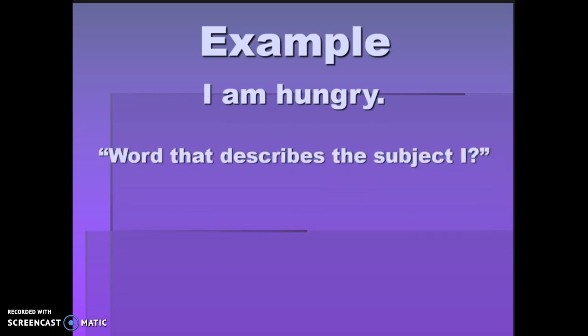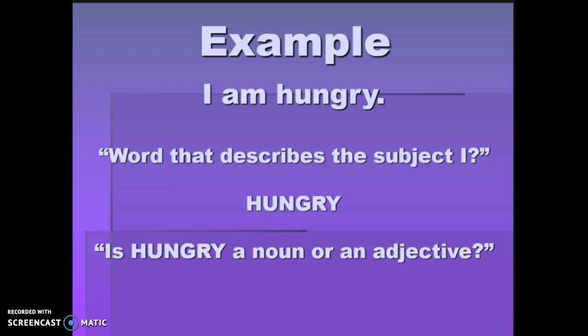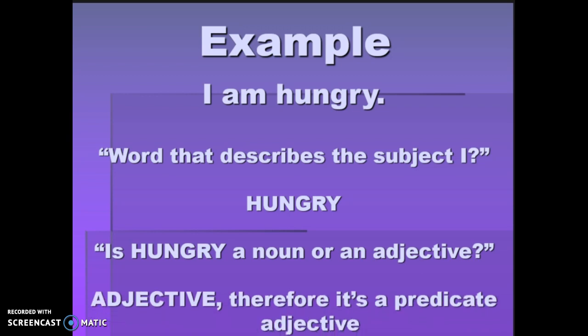All right, another example for you. I am hungry. Again, pretty short, pretty sweet here. Is there a word that describes the subject I in the sentence? Well, yeah, it's the word hungry. The next thing you have to do is ask yourself, is the word hungry a noun or is it an adjective? And if you don't know that, then we're going to be in a tough spot here. I hope that most of you know that hungry is an adjective, so therefore the word hungry would be the predicate adjective.